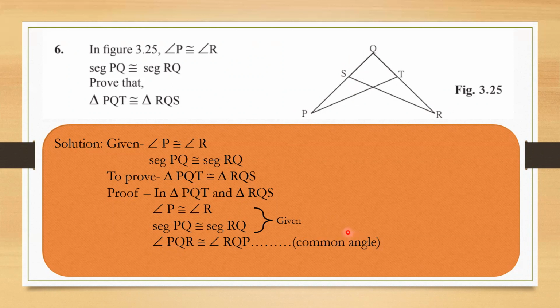It is a common angle. So we have two angles, that means these two angles, and in between them there is one side which is common. So when one side is sandwiched between two angles and is congruent, which test is that? It is the angle side angle test. So both these triangles are going to become congruent. Triangle PQT is congruent to triangle RQS by which test? ASA test. That means angle side angle test.